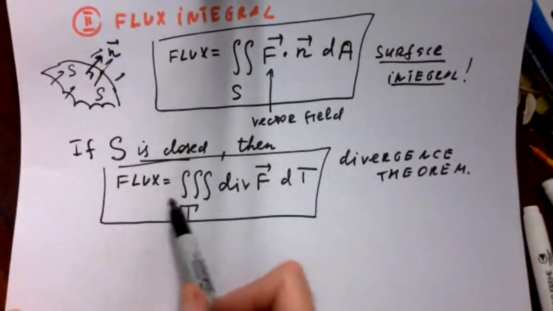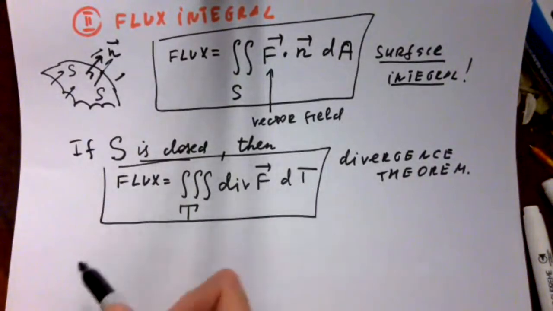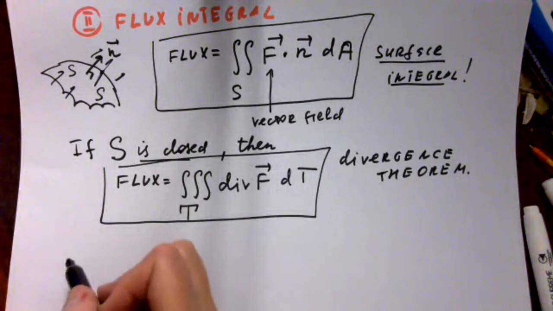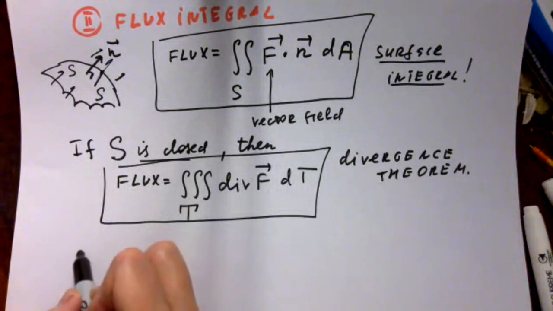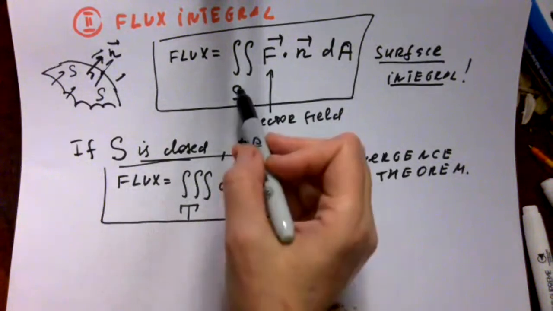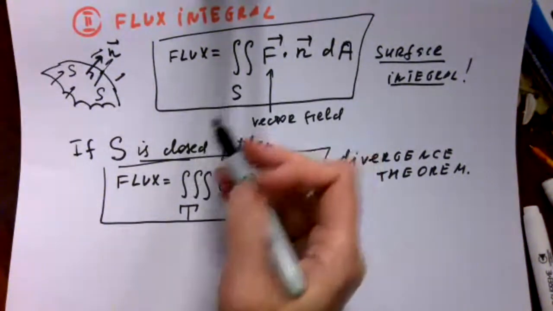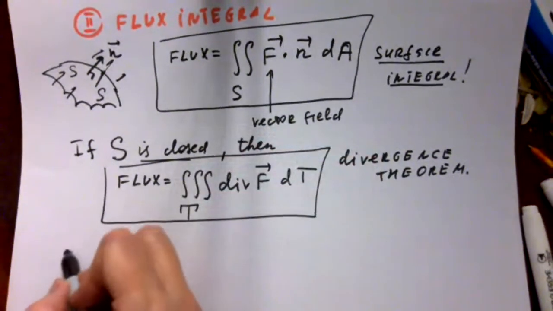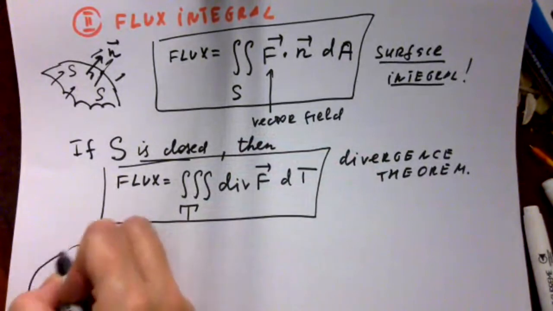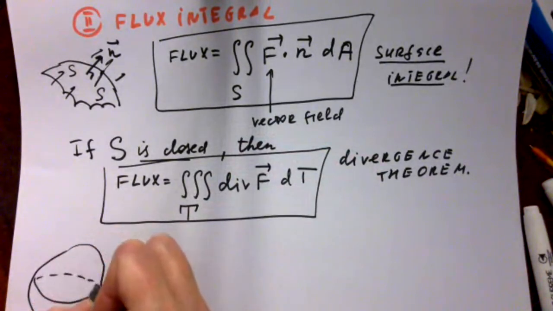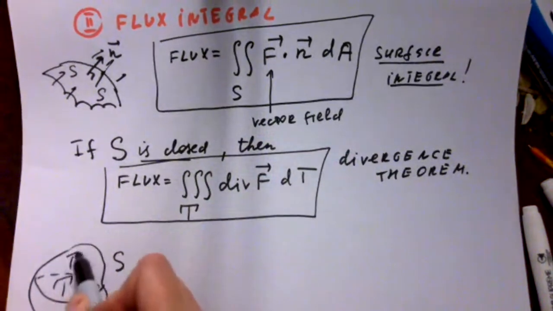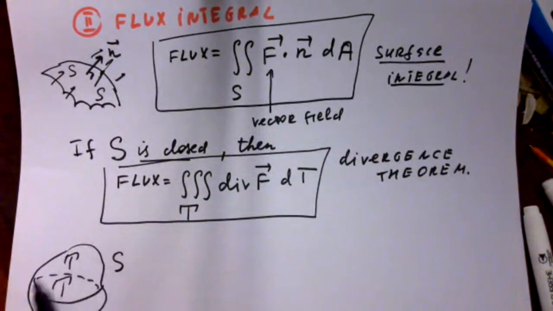You know what? I gave you this divergence theorem, but I need to draw some plot. What is this T, and what does it have in common with this S? The idea is that your surface S is a closed surface. I don't know how to plot it properly, but you can imagine some volume T, and it has surface S.